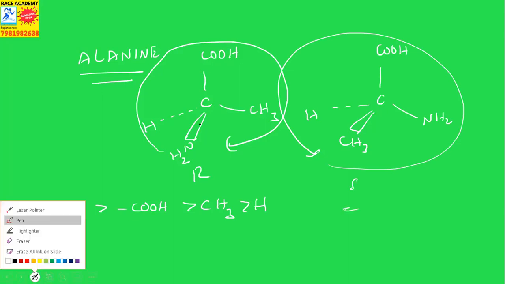Next one, L-tartaric acid we will take. So here, more than one asymmetric carbon is there in this one. For example, if you take this one, it is a dicarboxylic acid. It will come like this.